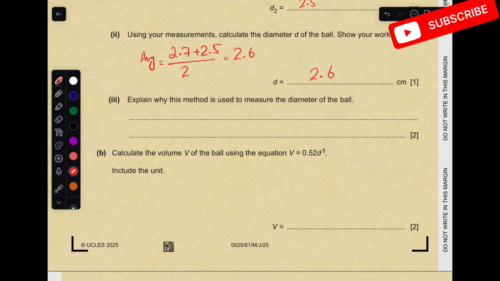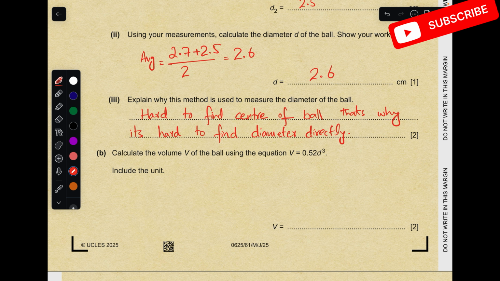I'm writing down: hard to find center of ball. Or you can write: it's difficult to measure diameter directly, to find the center of the ball, that is why it is hard to find the diameter directly. It's a 2 mark question, so I'm writing the explanation properly.